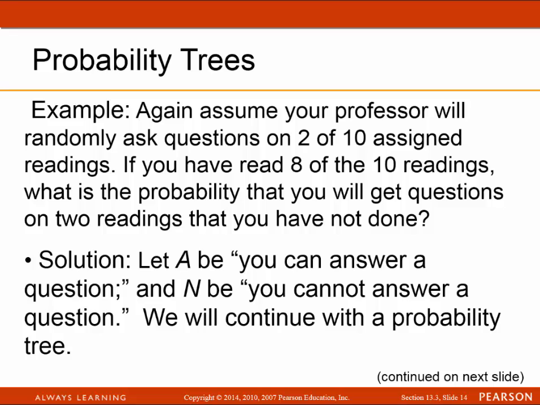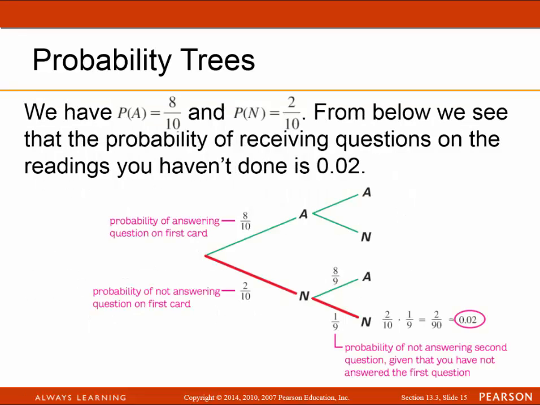So let A be you can answer a question, let N be you cannot answer a question, and then we'll go ahead and do the probability tree. So P of A is 8 over 10, P of N is 2 over 10. So the probability you cannot answer either of the 2 questions is 0.02, which is 2 over 10 times 1 over 9.